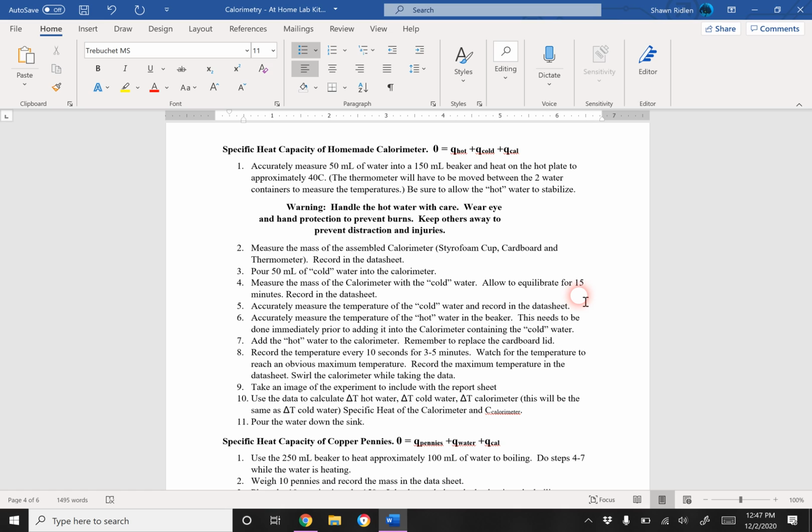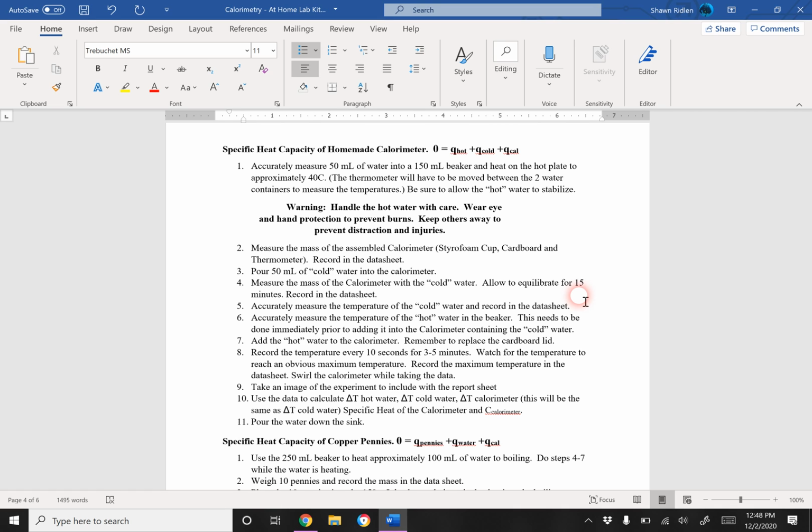Next, accurately measure the temperature of the hot water in the beaker, and do this immediately before adding it to the cold water. Next, add the hot water to the calorimeter. Remember to place the lid on, and record the temperature every 10 seconds for 3 to 5 minutes and watch the temperature reach an obvious maximum. So record the maximum temperature and make sure to swirl the calorimeter while taking the data. In other words, make sure you stir it.